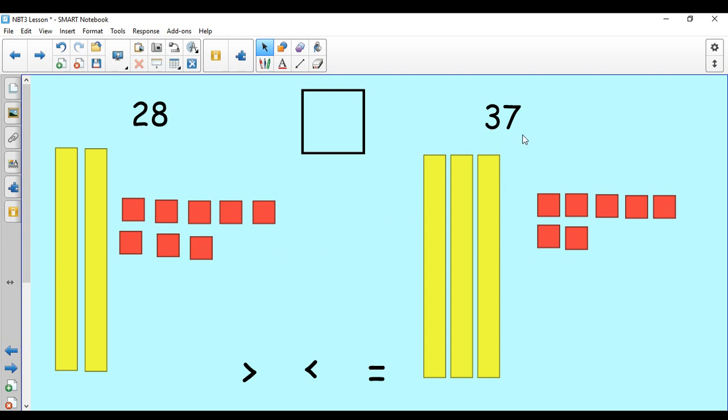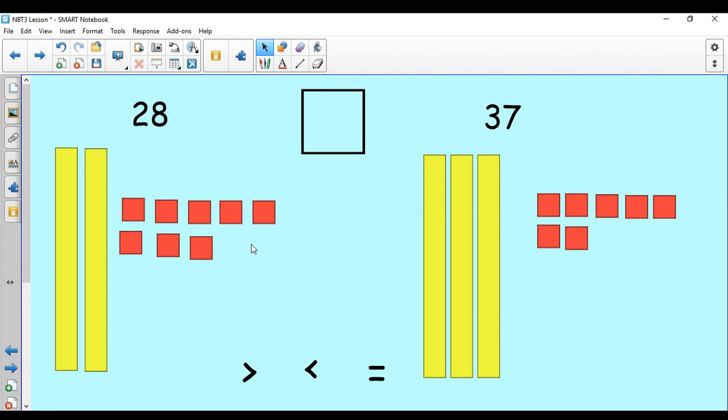In the number 37, there are 3 tens and 7 ones. So I've drawn my 3 tens, and then I've got my 7 ones, 5, 6, 7. So 10, 20, 30, 35, 36, 37.